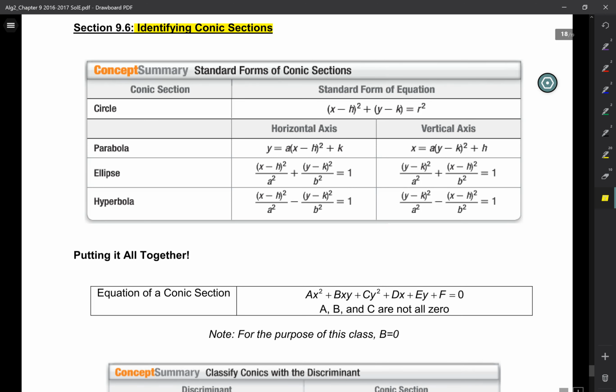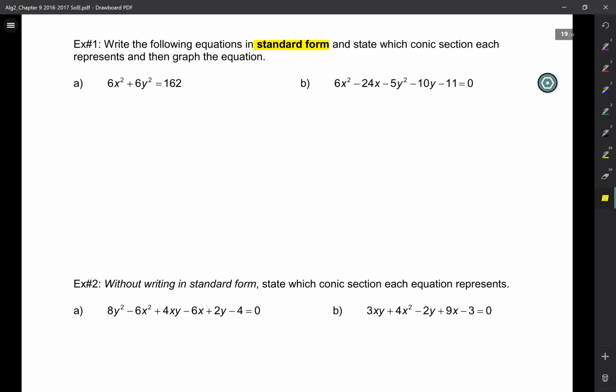Okay? All right, so here we have 6x squared plus 6y squared equals 162. What do you think? What kind of conic section do you think this is? Okay, so I have circle and I have parabola. Defend yourselves. Why would it be a circle and not a parabola? Right. Okay, so you have an x squared, you have a y squared.